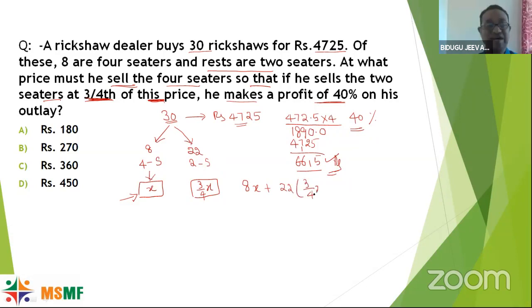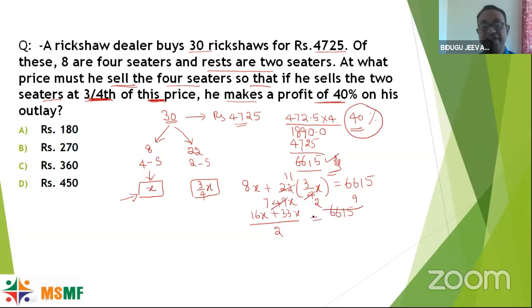I think you are following, right? If I take LCM, 16x plus 33x, which is equal to 6615, right? It is 49x. 49 means we need to divide by 7. 6615 divided by 7 is 945, and 945 divided by 7 is 135, into 2. X value is very clear, 270. So the price of 4-seater is 270 rupees.